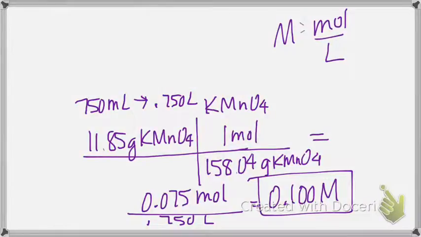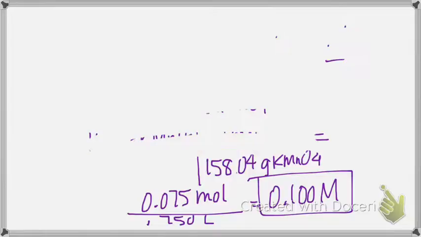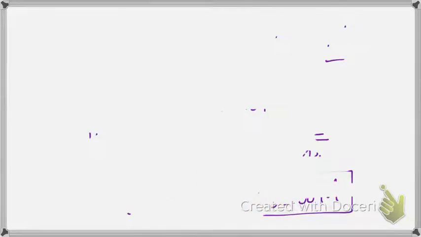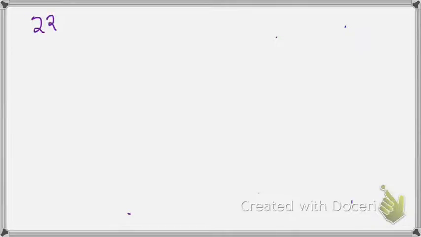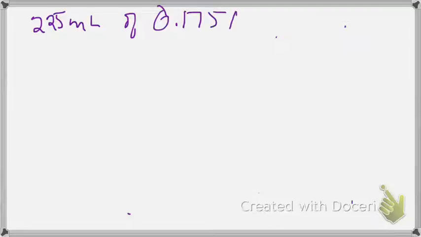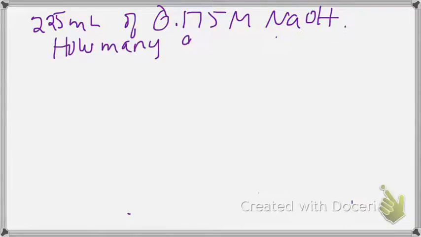Okay, so we're going to do this problem. In this case, we have 225 milliliters of 0.175 molar sodium hydroxide. And my question is how many grams of sodium hydroxide would we need to make it?